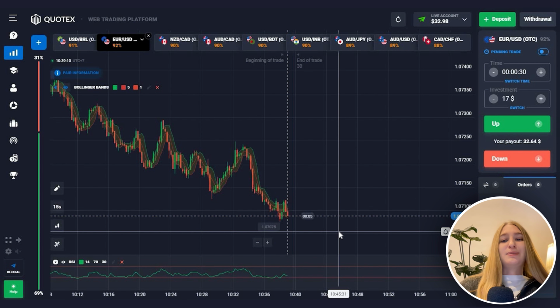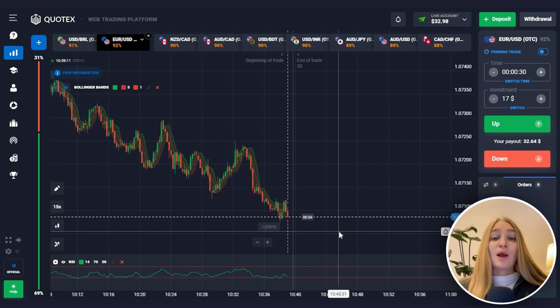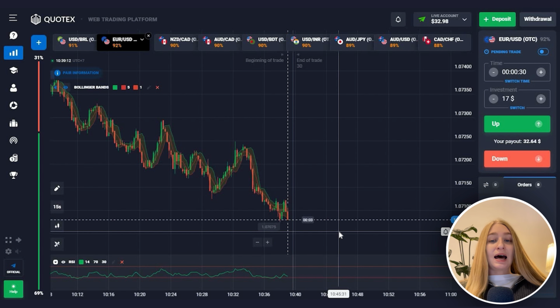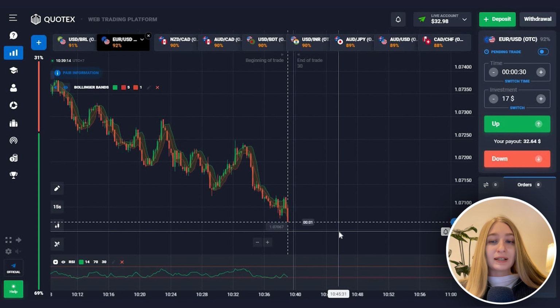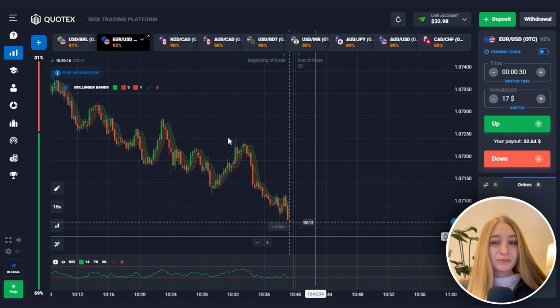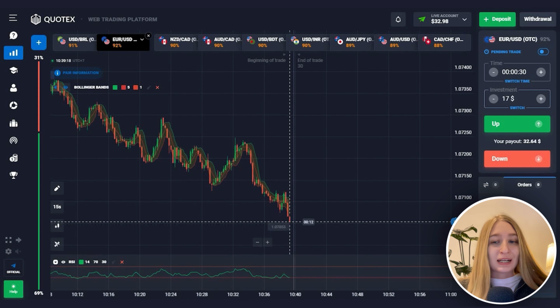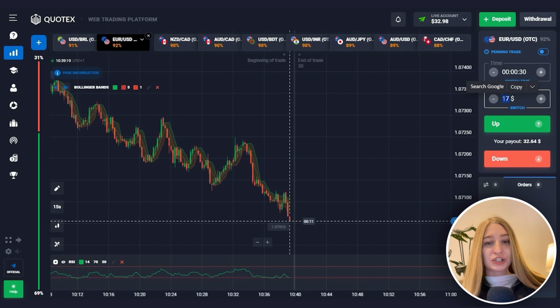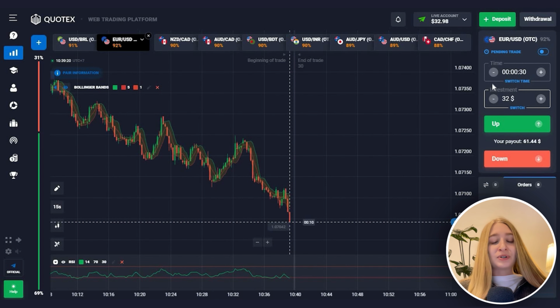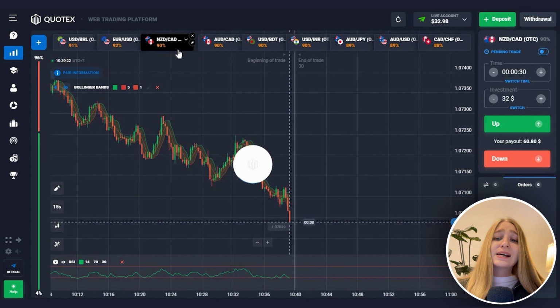Oh, I'm sorry guys, but I forgot to mention the indicators I'm using today. They are the Bollinger Bands and the RSI, a very good combo of indicators which helps me a lot in trading. Well, let's change our investment box. I want to put here $32. Yes, that's all that I have.